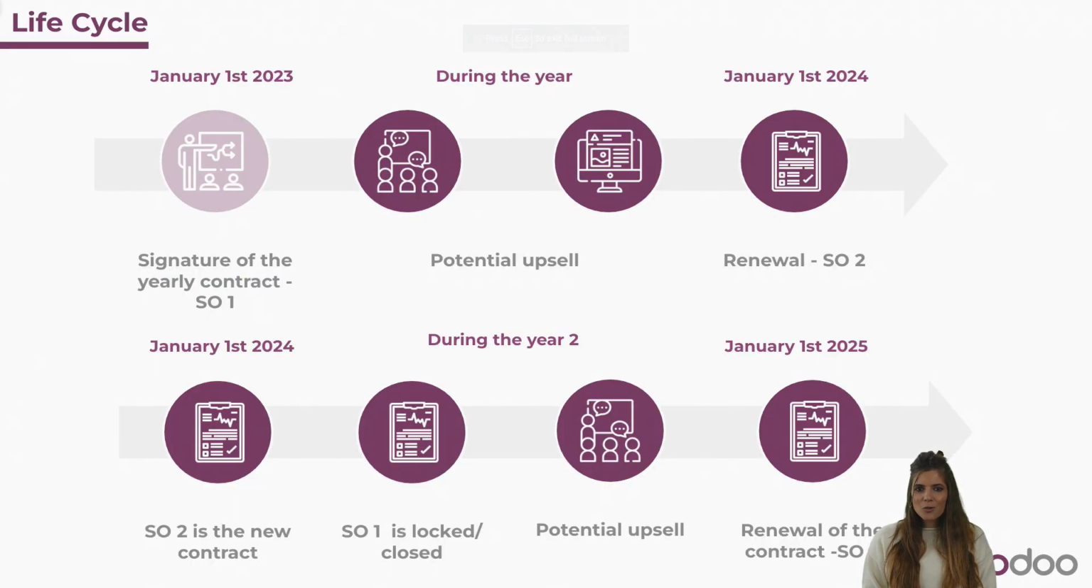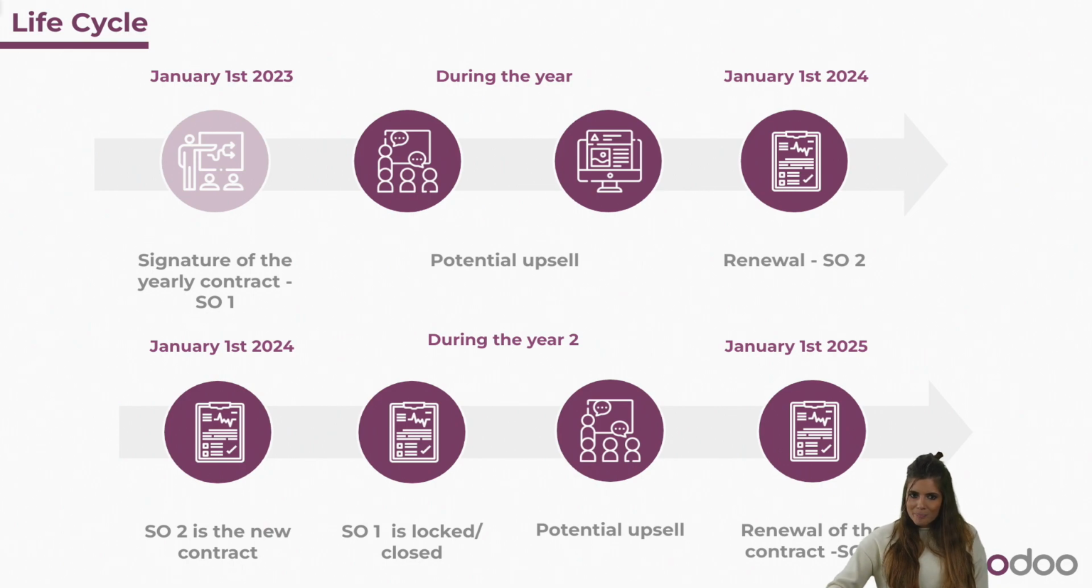Okay, now let's talk about the most important thing of your job. This is the life cycle of a contract. Let me give you a very simple example. I just signed with one of my customers on the 1st of January 2023, this year. Directly from the subscription module, I created an SO. The SO is the sales order. Remember, sales order is the same as the contract, is the same as the subscription. Perfect. My customer signed for 1 year, okay?